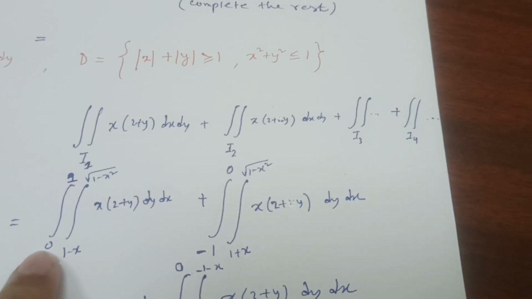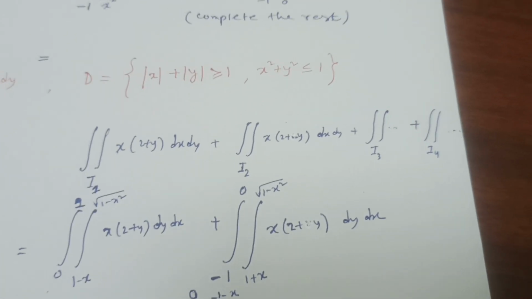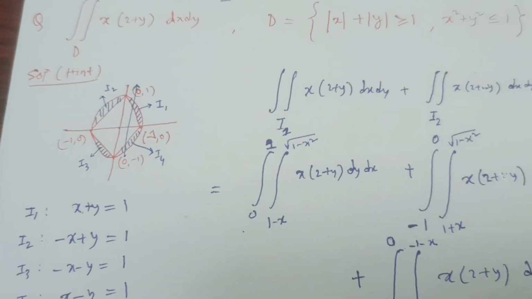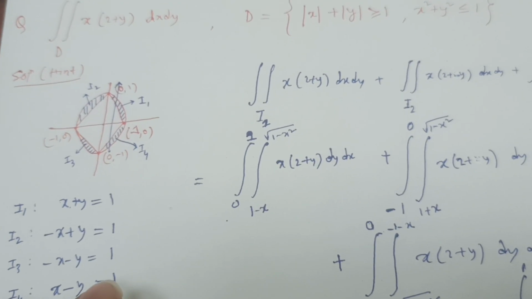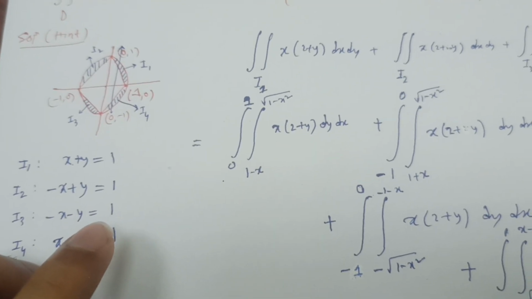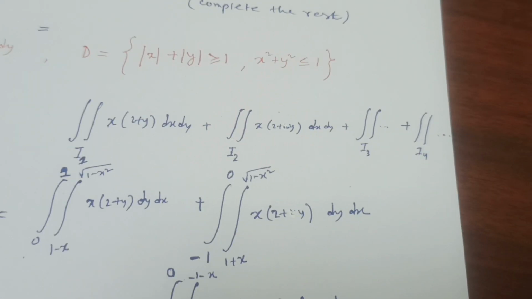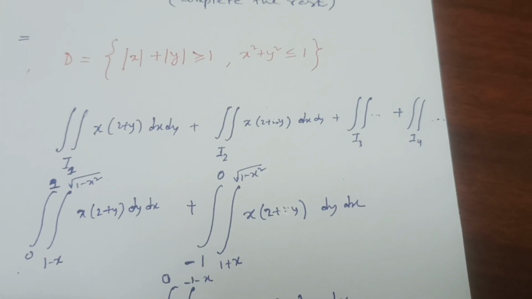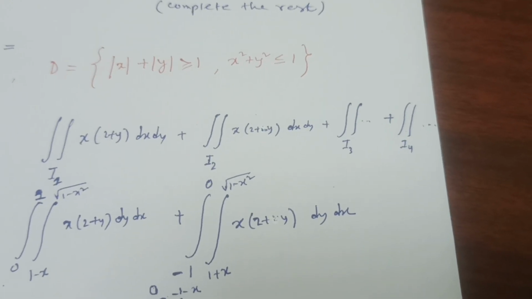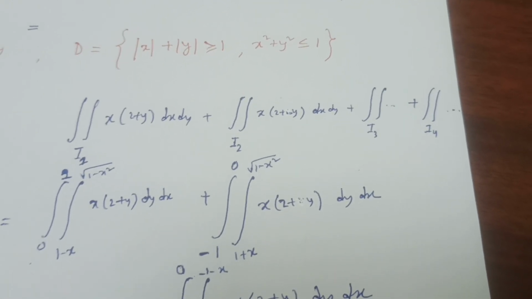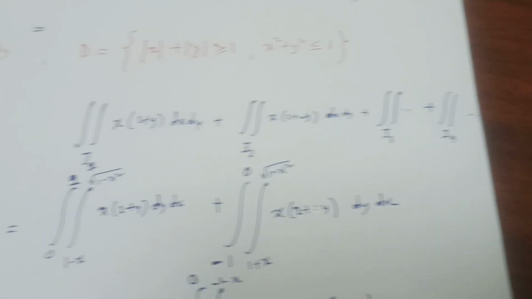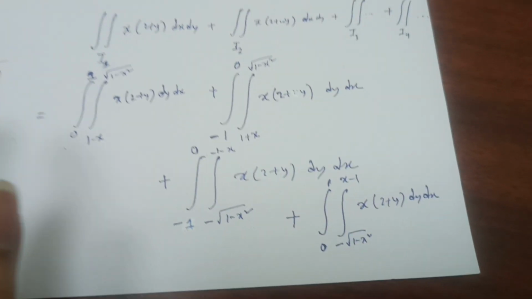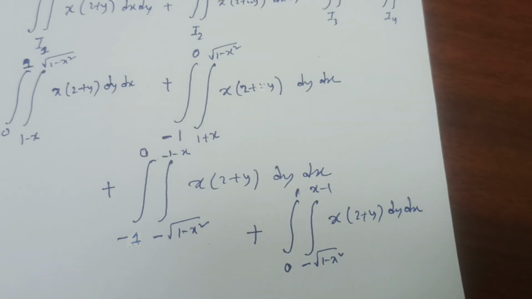Similarly, I can define I2, which is basically this region. The line in I2 is minus x plus y equal to 1. So I'll get 1 plus x to root over 1 minus x square as the limits of my y, and the x coordinate will vary from minus 1 to 0. Similarly, I can find I3 and I4.